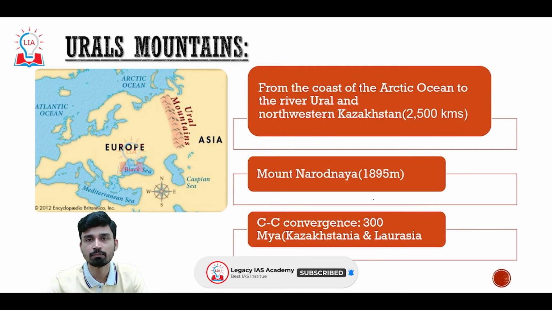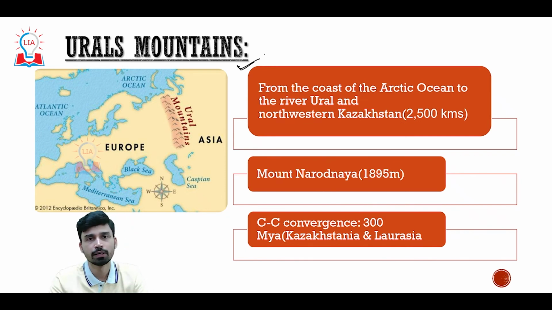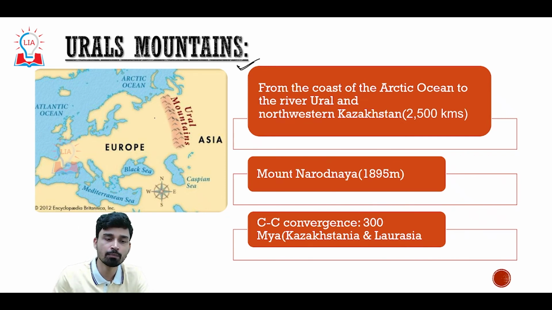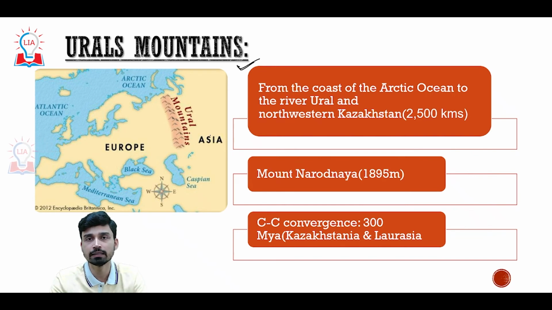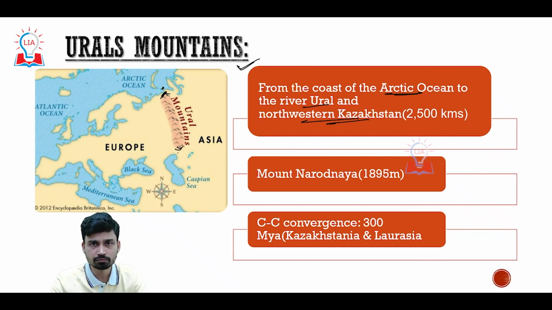The last mountains of Europe that we have to discuss is the Urals mountain. The Urals are generally considered a border between Europe and Asia, lying in the western part of Russia. If you try to understand, it originates somewhere on the coastline of the Arctic Ocean in the north, and then goes all the way up to the river Ural and northwestern Kazakhstan in the south, just slightly northward from the Caspian Sea region.